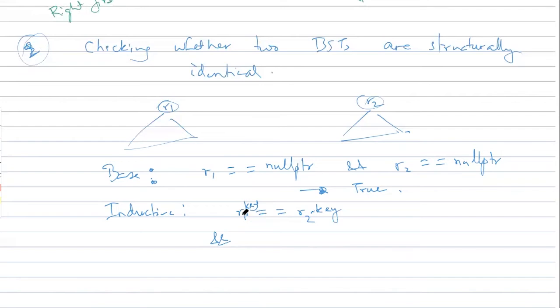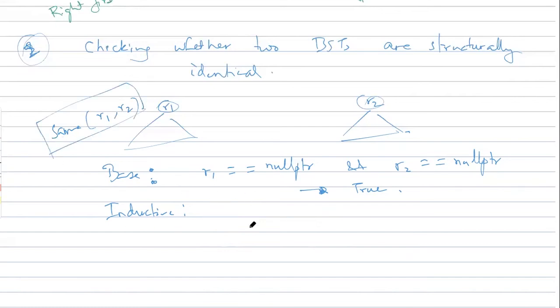Probably we don't need to match the key. Okay, that's a fair point. So what should we be matching then? So we should be calling, suppose this is called same, right? So suppose this is our R1 and R2.